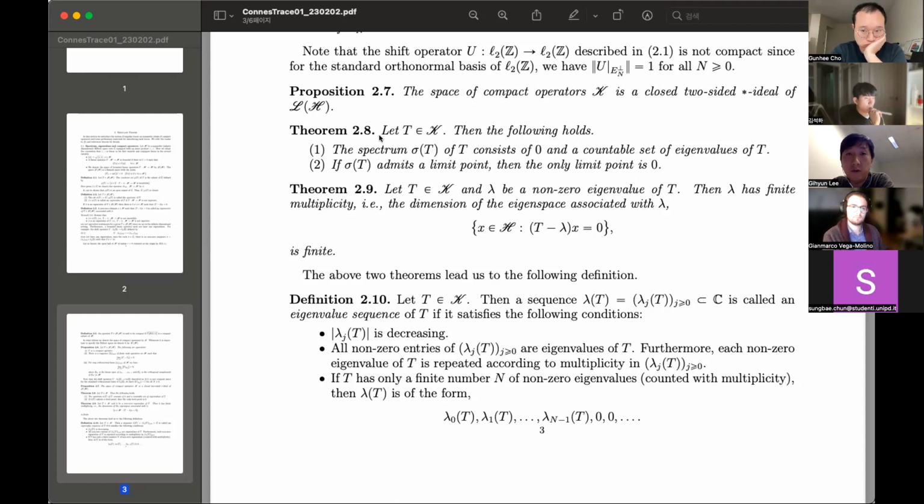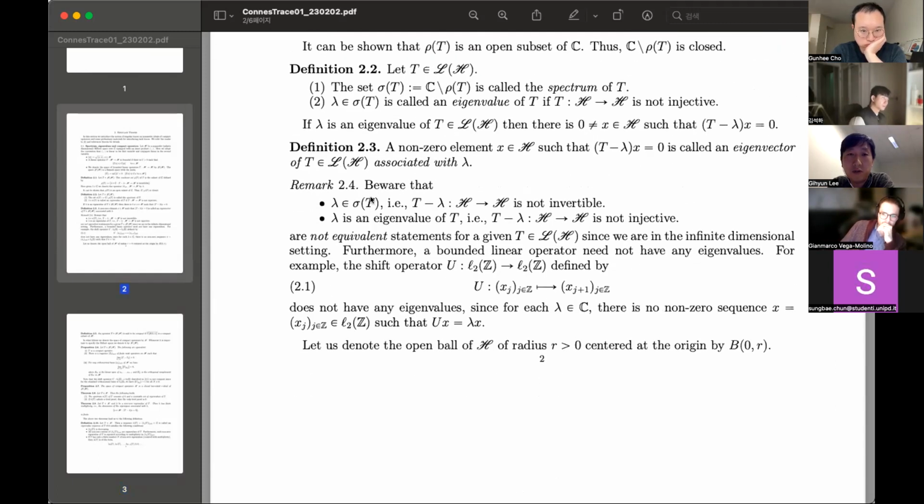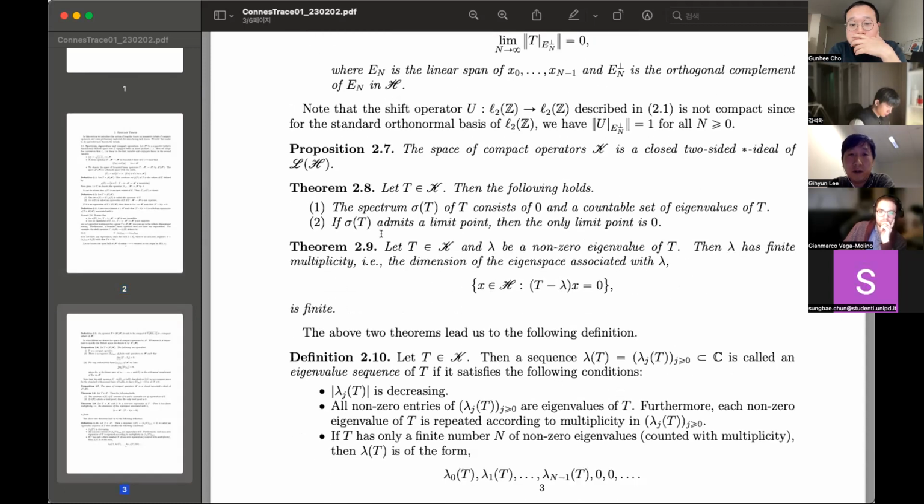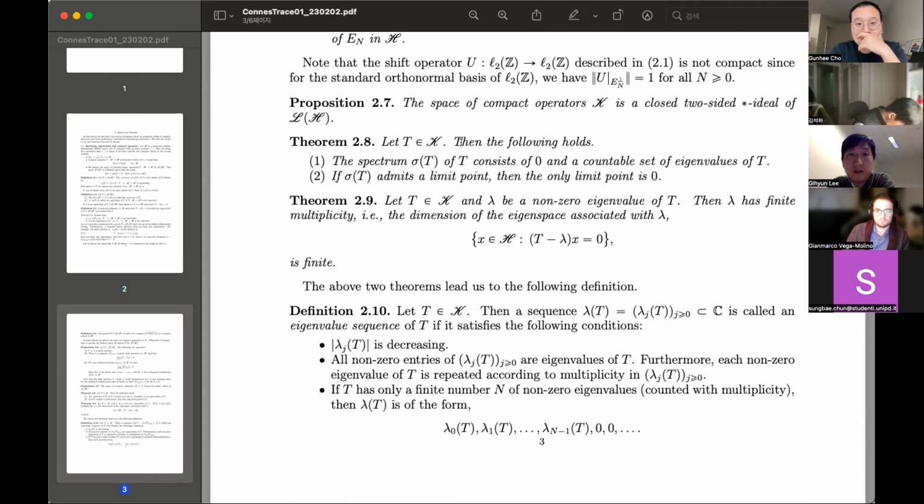So for the non-zero spectrum of T, in the case of a compact operator, we don't need to distinguish between being an element of the spectrum and being an eigenvalue of T. For a non-zero number, being in the spectrum or being an eigenvalue are exactly equivalent. And if the spectrum set admits a limit point, then the only possibility is the origin of the field of complex numbers.